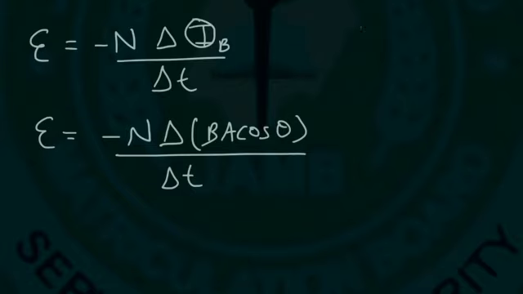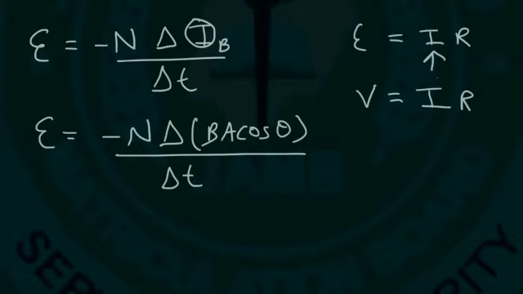Now the induced EMF, you can treat it like voltage. Voltage and EMF both have the same unit, volt. So if V is equal to IR, then the induced EMF is equal to IR. If you know the induced EMF and the resistance, you can therefore calculate the induced current. So if the induced EMF increases, the induced current will increase, because the resistance of the circuit should remain the same.